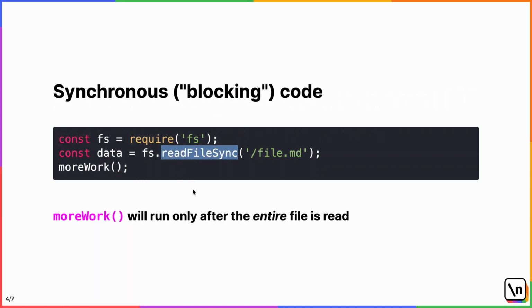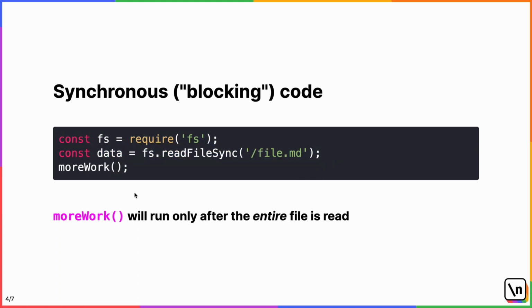The readFileSync method is used to read files in the computer, with which here we're stating that we want to read a file named file.md. The readFileSync method is synchronous. So here, the moreWork function would only run after the entire file is read in the process above. This is an example of synchronous blocking code. The second line here, readFileSync, blocks the code from continuing until its process is complete.